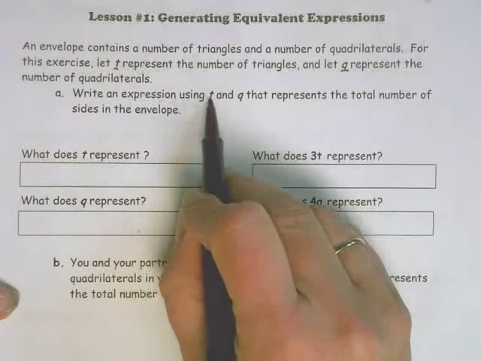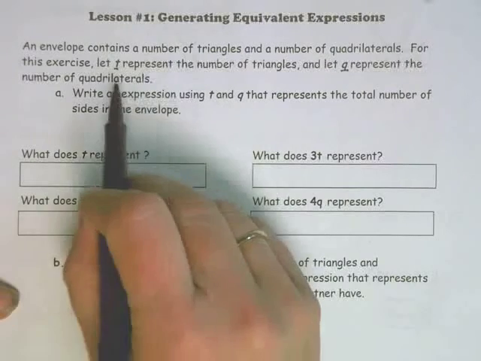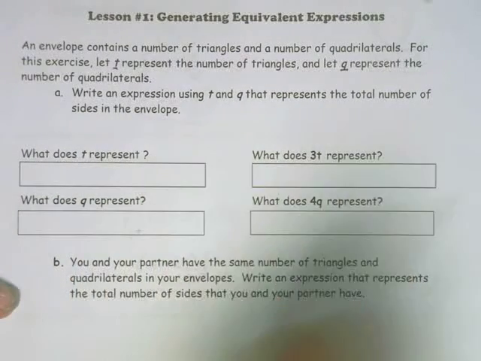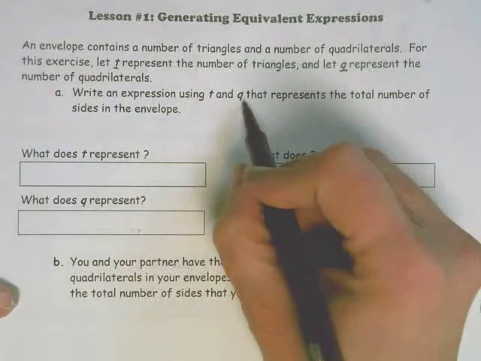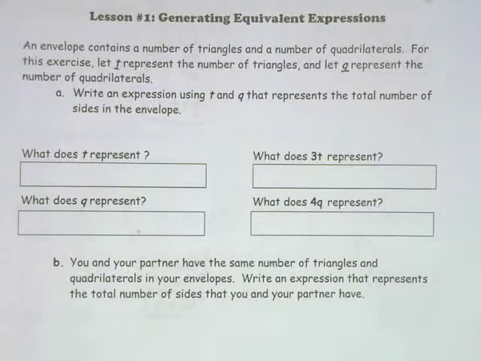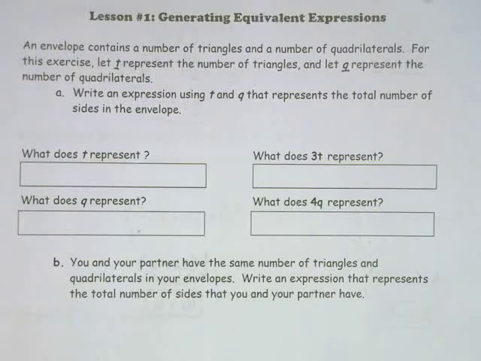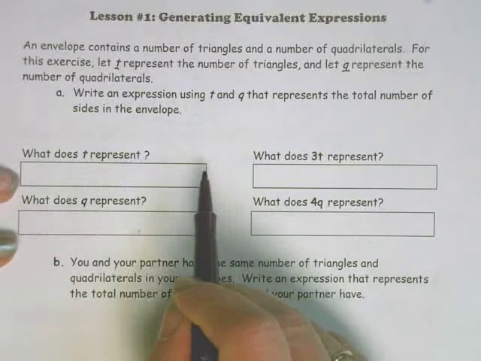How many sides does a triangle have? Well, a triangle would have 3 sides. So if there was one triangle in there, there would be 3 sides in the envelope. What about a quadrilateral? How many sides? Quad? 4. So a quadrilateral has 4 sides. So we're trying to find the total number of sides in the envelope. So to be able to write that expression, let's just break down some variables here.